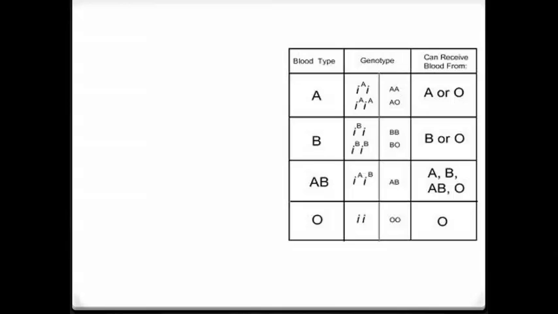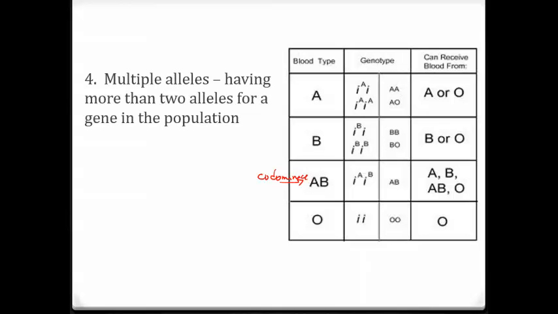We mentioned blood type already. The AB blood type was an example of codominance, so you might want to jot that down or remember that one. But in general, blood typing is an example of multiple alleles. And what that means is that if you look at the human population, there's more than two alleles for this particular trait that exist in the population.